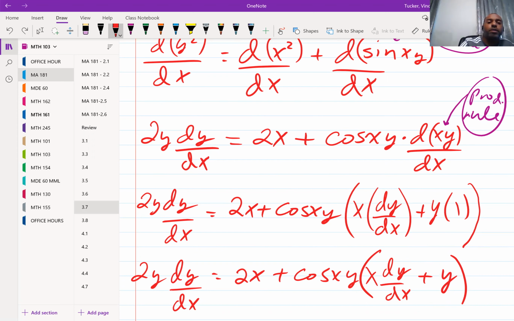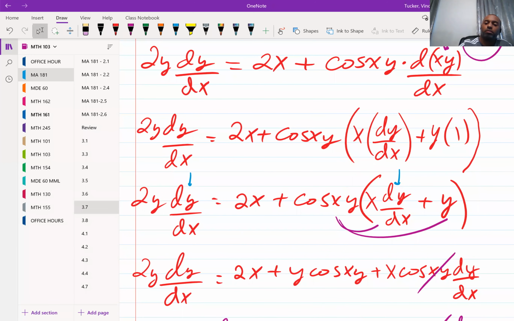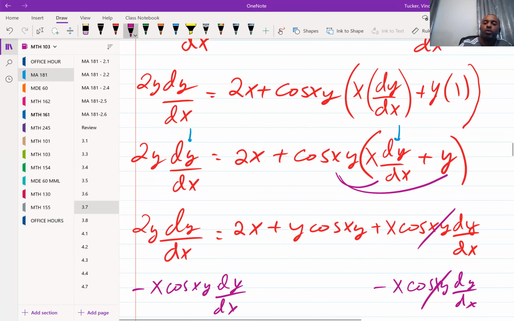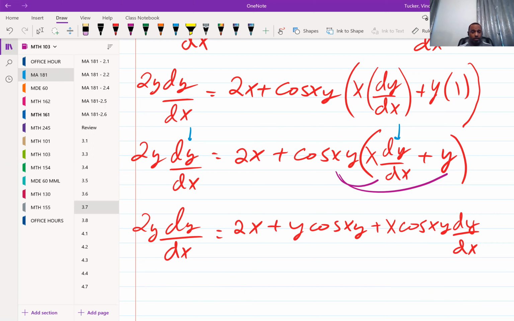So now at this point, we need to get our terms with dy/dx on one side of the equation. We need to distribute cosine to each term so that we can have access to that dy/dx term. Of course, if I scroll up too far, let me know. So this is what we have.